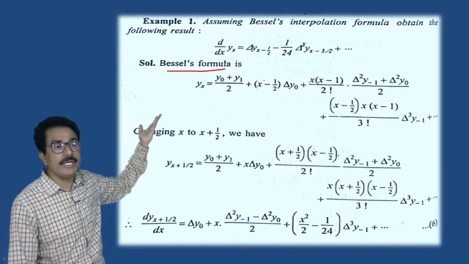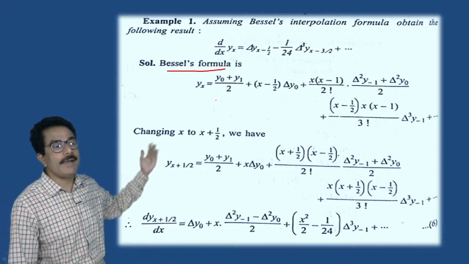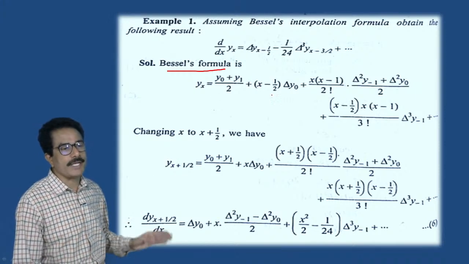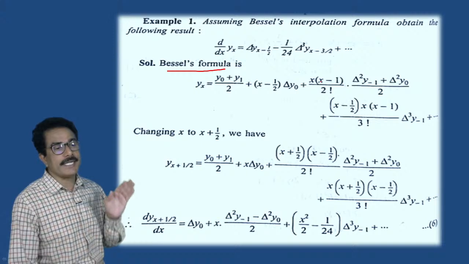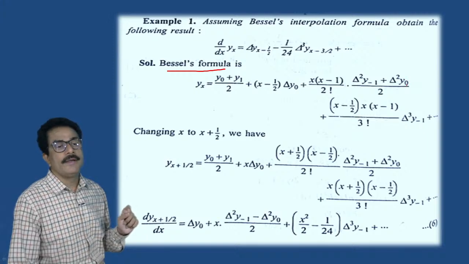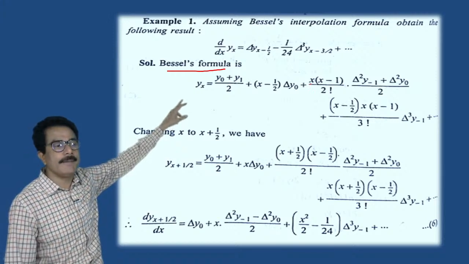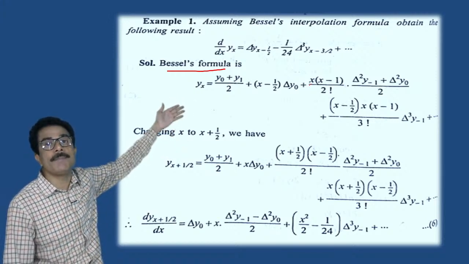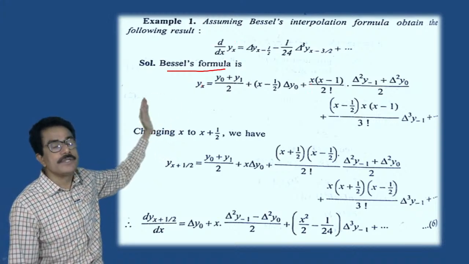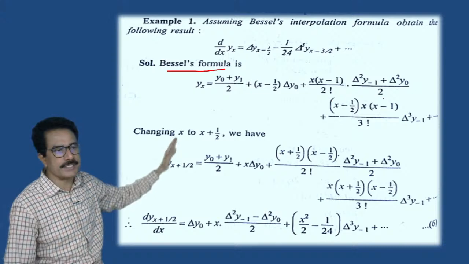Actually, we wrote the formula in u there, but since we have to find dy by dx, here you take x in place of u. So yx is equal to x minus 1 by 2 delta y0, x in a bracket x minus 1 divided by 2 factorial delta square y minus 1 plus delta square y0 upon 2. This is the Bessel's formula in terms of x. That means we have to replace u by x because we have to calculate dy by dx. So replace yu with yx, then this is the Bessel's formula.